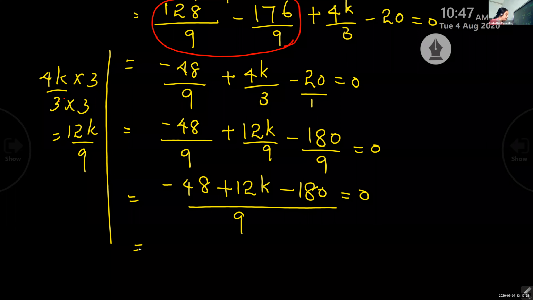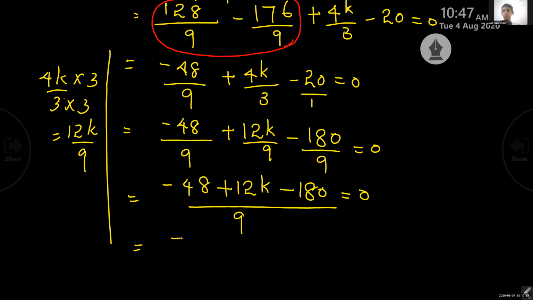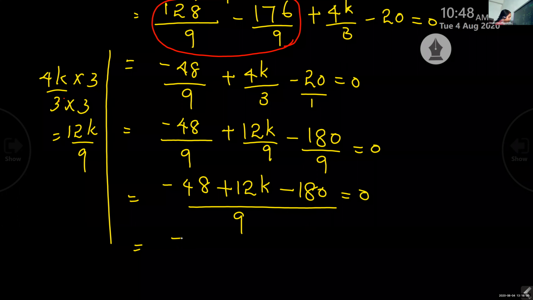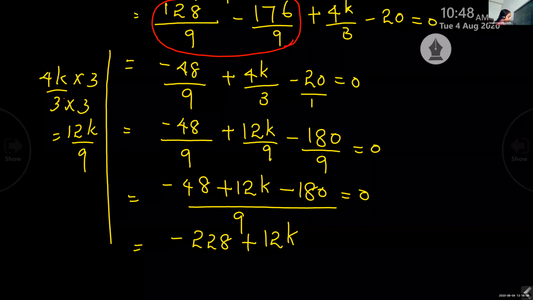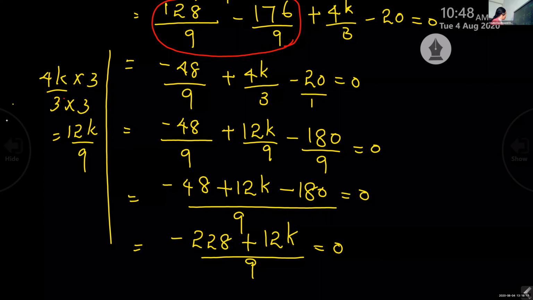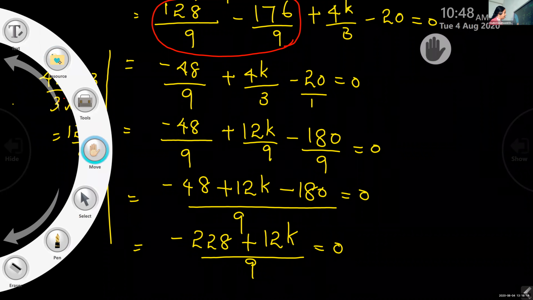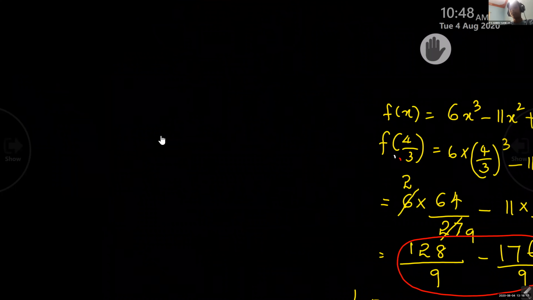So when you add, you will get one value. Can you tell what is that value? Negative 48 and negative 180. Both negative. Negative 228 plus 12k all divided by 9 equal to 0. Okay, children, did you understand this much? Yes, ma'am.